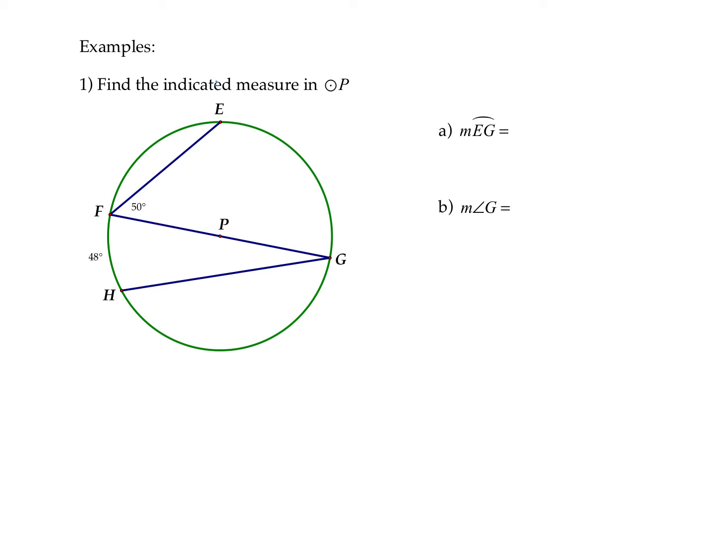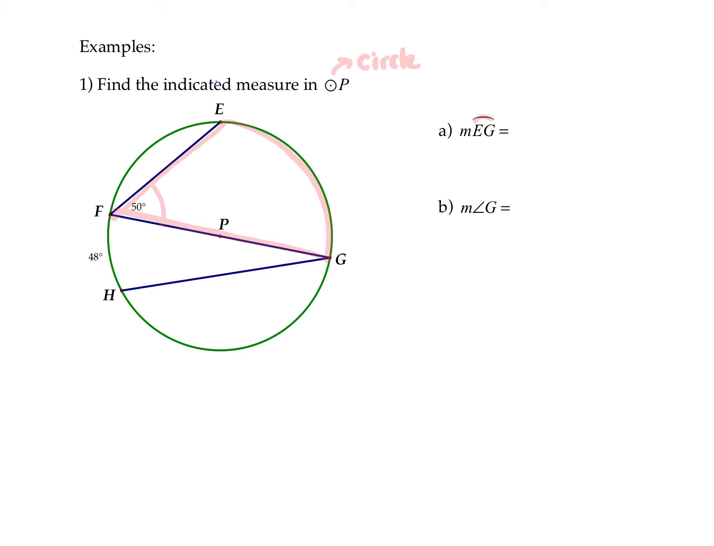All right, in the first case, it says find the indicated measure in circle P. So this is the symbol for circle. We first want to find the measure of arc EG, so I'm just going to highlight that. This is arc EG, so I go to the endpoints and see if I can figure out where the angle is that intercepts that arc. So I follow those 2 endpoints along these line segments until I find the angle. And it turns out that that angle measures 50 degrees.